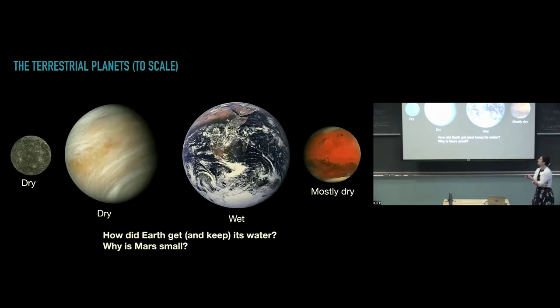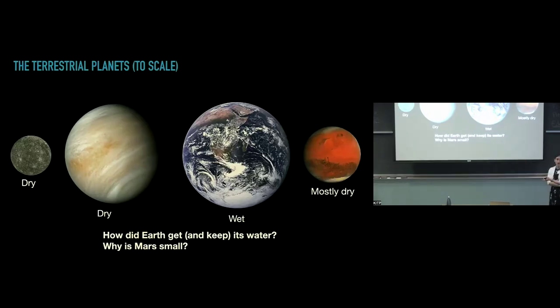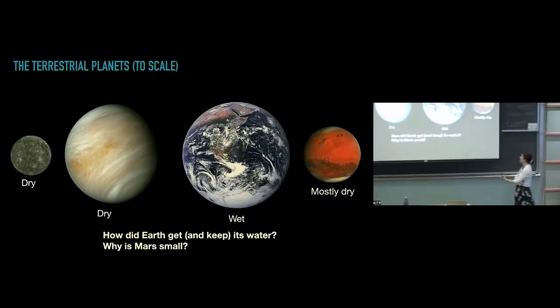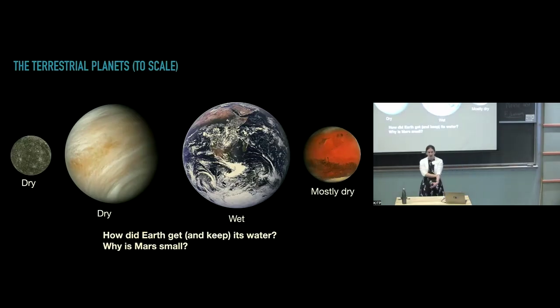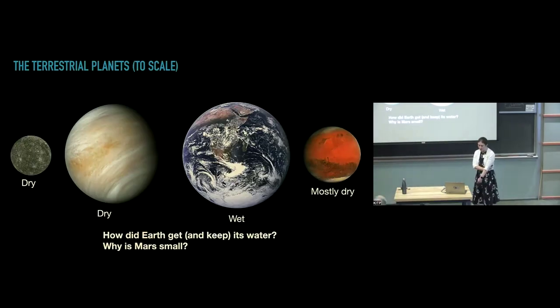Okay, so focusing on the terrestrial planets in our solar system, right? These are the ones we have with rocky surfaces. A couple questions come to mind. One is, how did Earth get and keep its water? And why is Mars so small? So I'm going to be discussing some of my work in attempting to answer these questions. I'll warn you, I don't have definite answers yet, but I think I've got some helpful ideas.